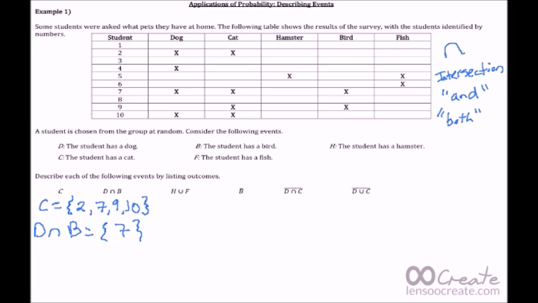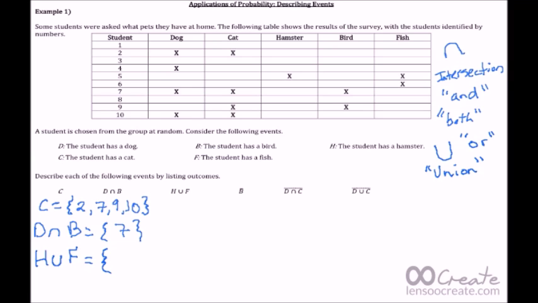Next one we have is event H, which is hamster. Then we have the same symbol, but flipped upside down, and then we have event F. This symbol is like a U and means union, which is easy to remember because what does union start with? The letter U. And what you would say with the U is the word or. So in this event, we want to know what student has a hamster or a fish. And they can have both, because or is either one or both.